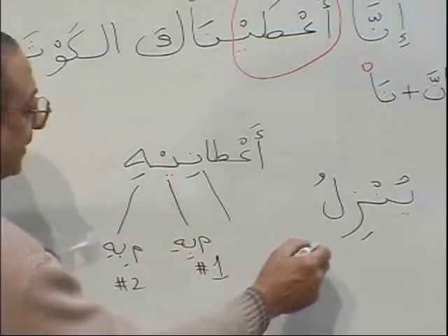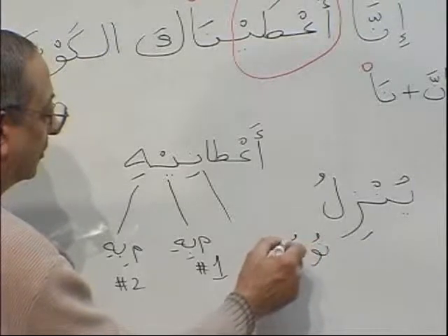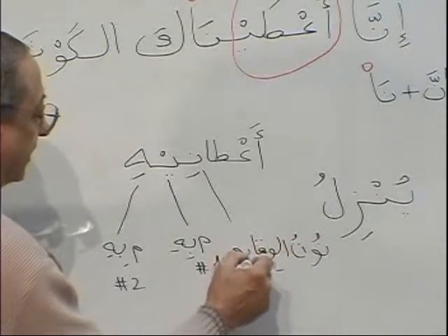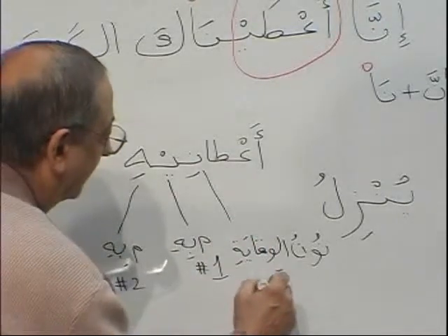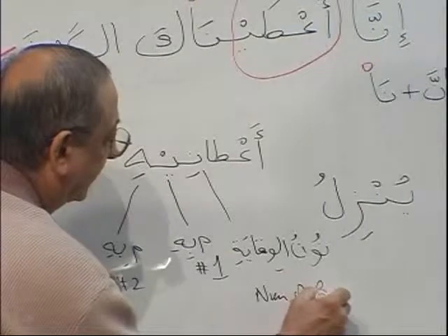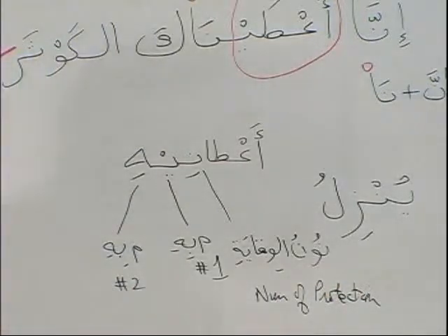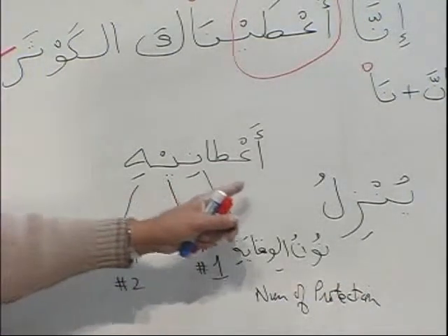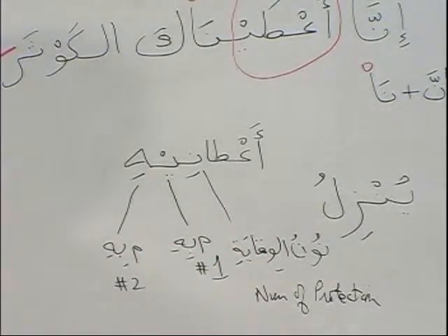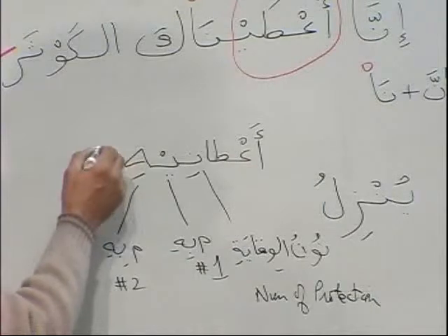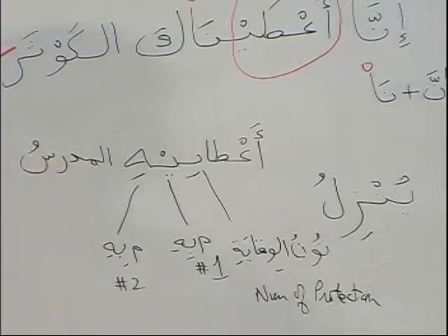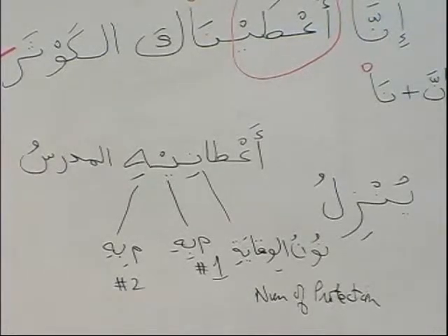What is this? Nun al-wiqaya. What is the meaning of it? Noon of protection. It protects the verb from getting ruined, because otherwise the ya al-mutakallim will give it a kasra. Okay? Atanihi al-mudarrisu. Sister Nasreen, al-mudarrisu is marfu. So where is the fa'il? Al-mudarrisu. Did you get it? This is very important to remember. More things are coming in this lesson, inshallah.